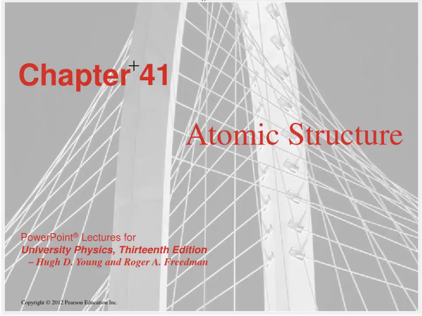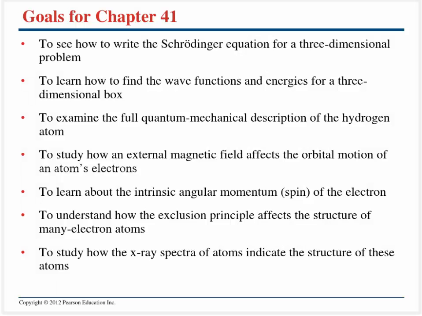Okay, we're going to wrap up the last couple of chapters and tie a nice neat little bow around it in chapter 41, and we're going to talk a little bit more about atomic structure. So now we're going to write the Schrodinger equation that we played with in the last chapter in 3 dimensions and apply that to a 3-dimensional box.